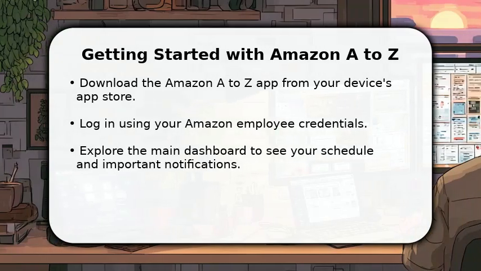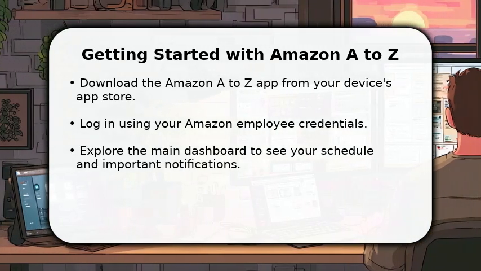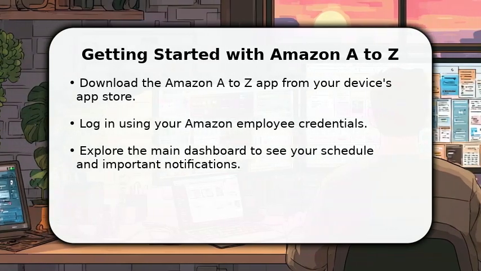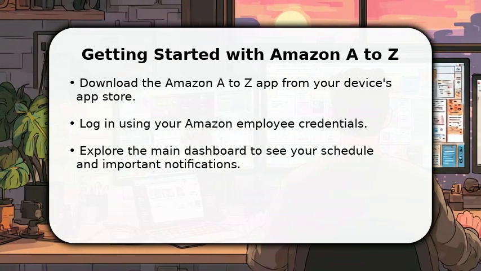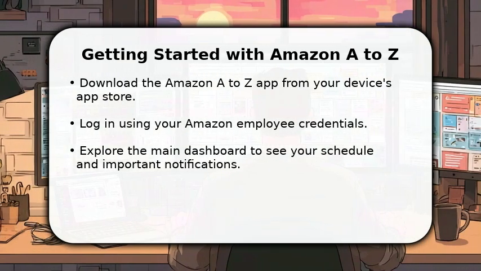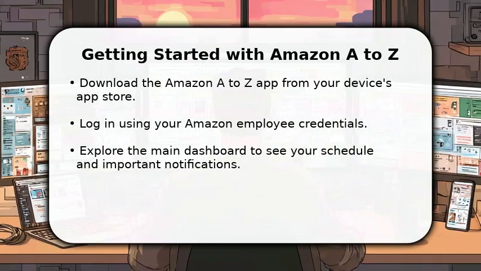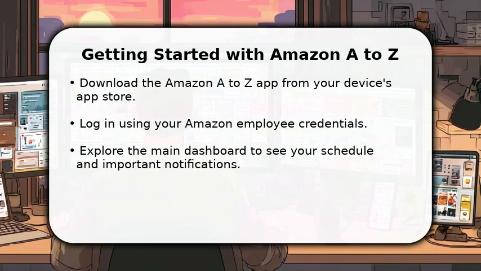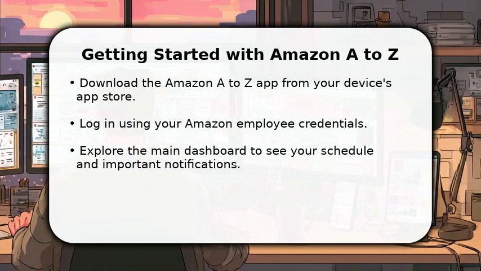Enjoy the video. In this video, I will explain how to use the Amazon A to Z app. First, download the app from your device's App Store, whether it's the Apple App Store or Google Play. Once installed, log in securely using your Amazon employee credentials. The app is designed for easy access, typically taking less than 30 seconds to set up.